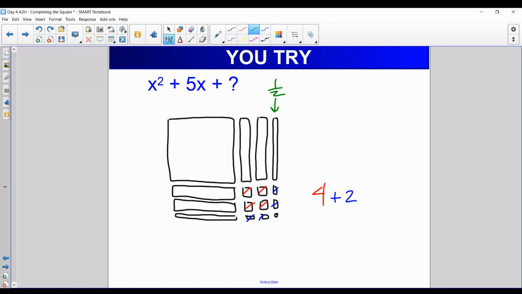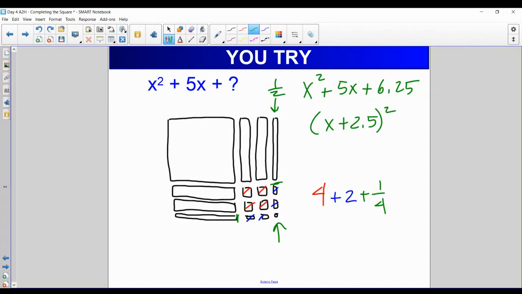And then this little guy right here is going to be a half on one side and a half on the other side. So if I multiply a half times a half, that is, whoops, let's just erase that to make it a little better, that is a fourth. So I would have x squared plus 5x plus 6.25. And I think if you check your chart, you'll see that is true.